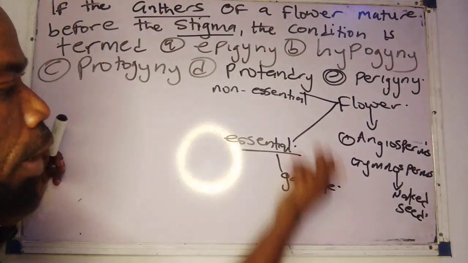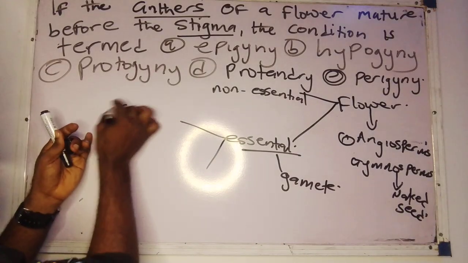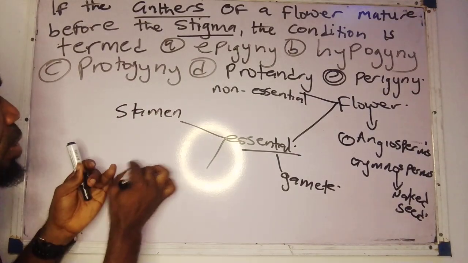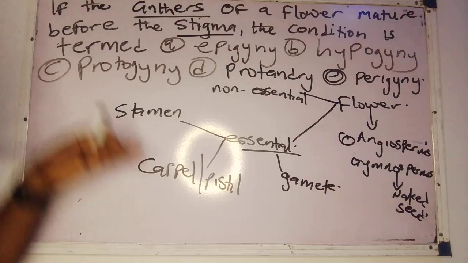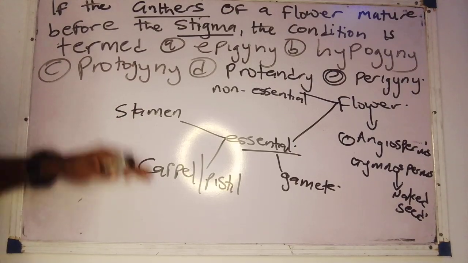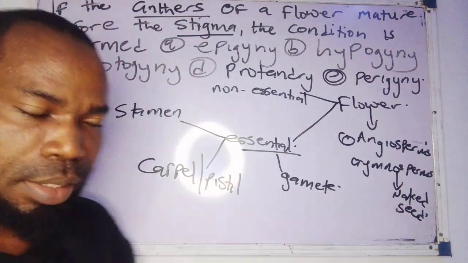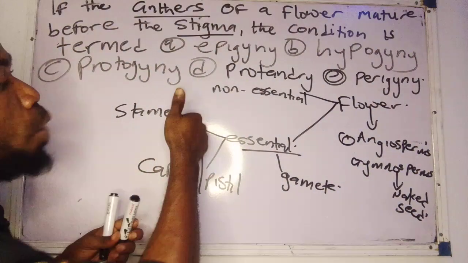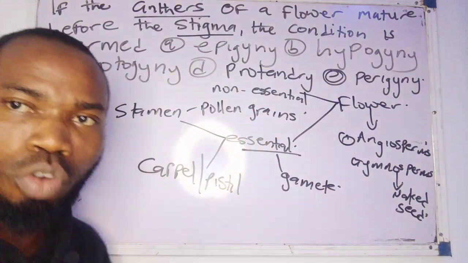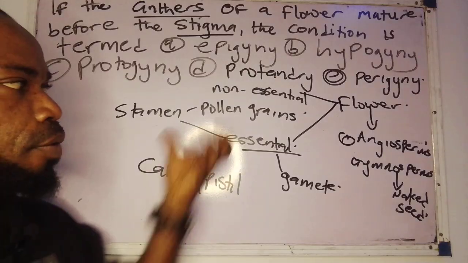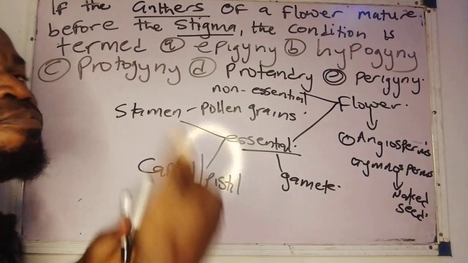So quickly now, what are the essential parts of the flower? We have the male part and the female part. Now that male part, they call the stamen. While the female part, they call the carpel, or you can say the pistil. Now this stamen is the male part of the flower, this carpel is the female part of the flower. That means this part will produce male gametes, while this other part will produce female gametes. Now let me be precise and straight to the point: the male gamete of a flower is regarded as the pollen grains. That is the male gamete. But the male structure is called the stamen. So the pollen grain is the male gamete, while the stamen is the male structure.